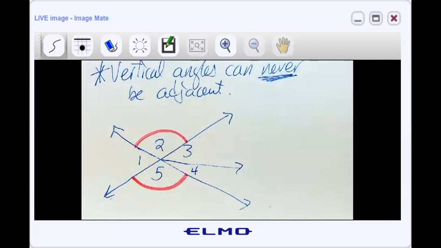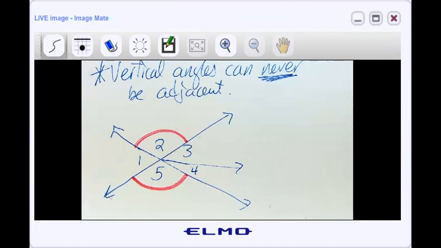Here's where it gets a little tricky, and sometimes kids fall into this trap. Let's talk about angles 1 and 4. Because I get a little lax and I say, oh yeah, your neighbor across the way. So it feels like 1 and 4 are neighbors across the way, but they're not technically vertical angles. So let's talk about why not.